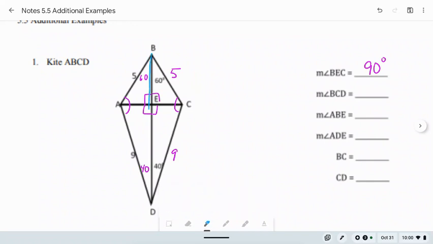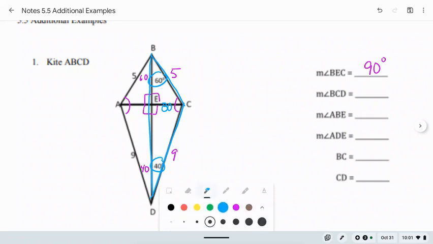So I'm going to highlight that here in blue. And if I highlight that, I know that all the angles in a triangle have to add up to 180. So if this angle's 40 and this angle's 60, that adds to 100. Therefore, that angle would be 80 degrees. So angle BCD would have to be 80 degrees.